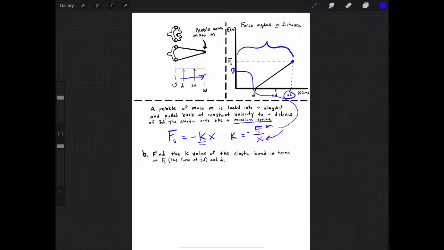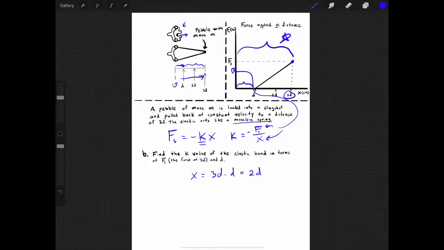If you notice on our graph over here, you don't really have to apply any force from 0 to D. So that means that the little rubber band has some distance it can go before even being stretched. And that distance is D. So in reality, the elastic is only being stretched from D to 3D. So what is that distance? X is just equal to 3D minus D, which equals 2D. So that is the amount the elastic is being stretched from equilibrium.